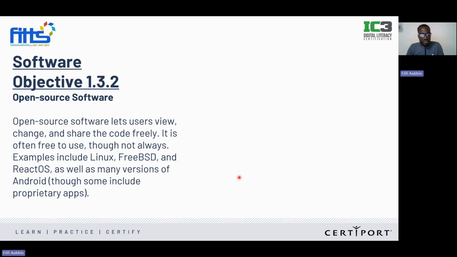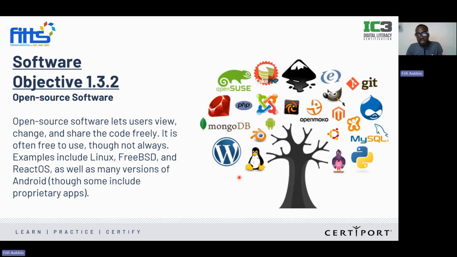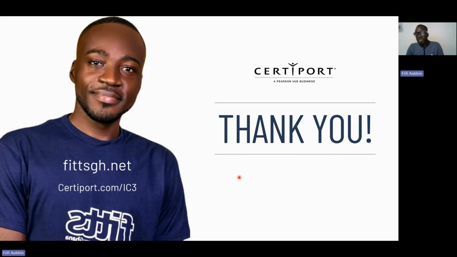Examples include Linux, FreeBSD, and ReactOS, as well as many versions of Android, though some include proprietary apps. Other examples here are WordPress, Python, and a whole lot. Android all day. So just do a bit of research and you should be fine. This is just a very simple bite-sized training on proprietary software and open source software.